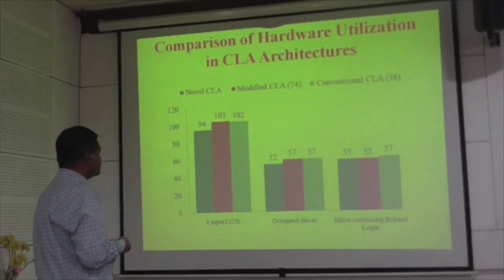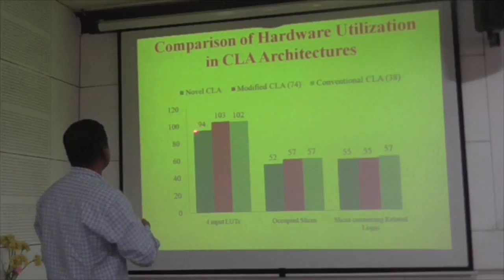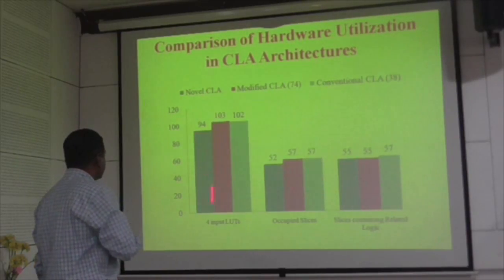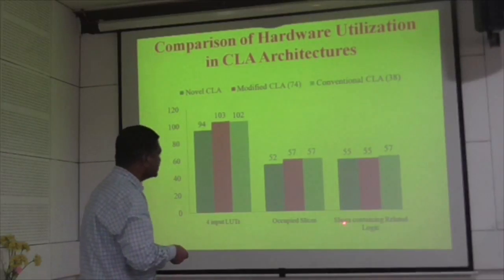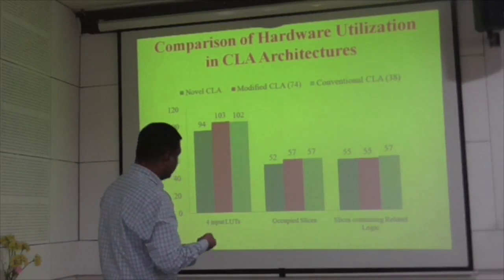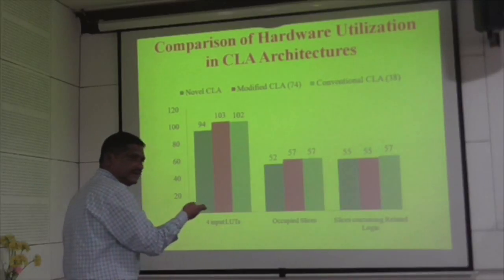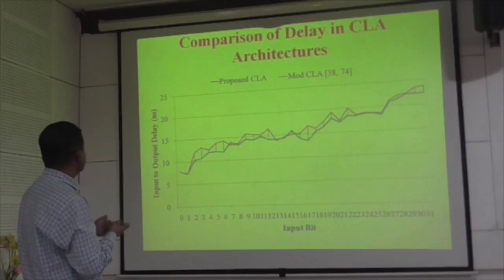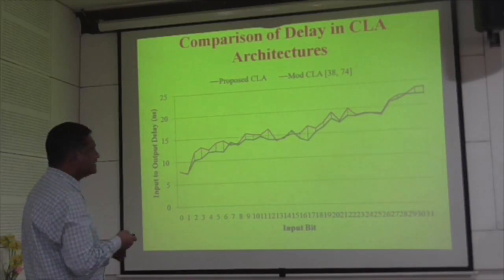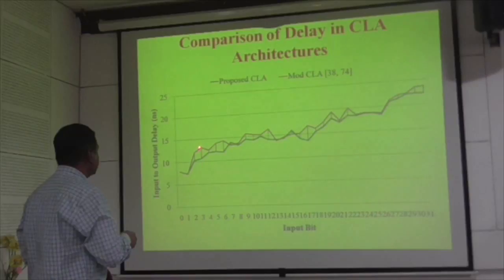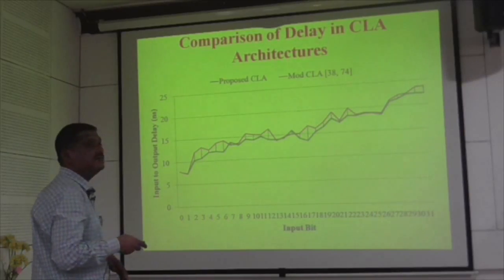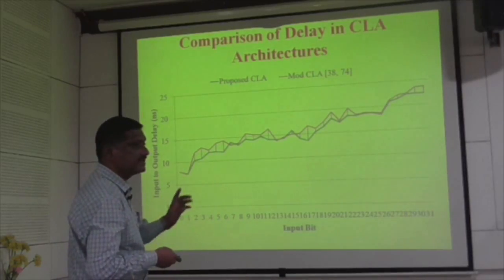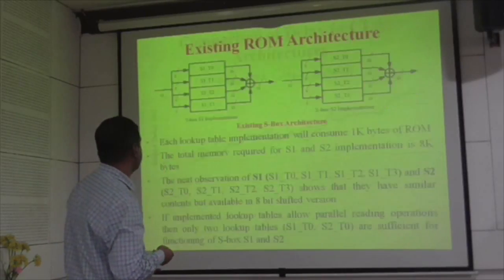Now here, this is the comparison for the 4-input LUTs. This is for my design, this is for the previous designs. And here it shows the 4-input LUTs and occupied slices, and the slices contain the related logic, everything that is optimized. Then here this is the performance in terms of its output delay. This is the delay for my design and this is the delay for the previous design. Means we are able to minimize the time required for computation as far as a single adder is concerned, and we have so many adders in the design.